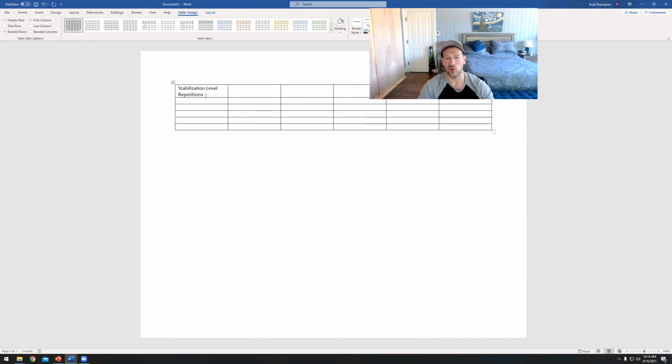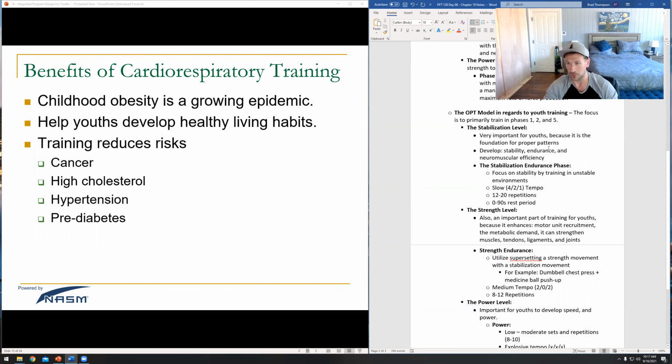So, the OPT model when it comes to youth. With youths, we're going to primarily focus on phases 1, 2, and 5. It doesn't really make any sense to work on hypertrophy, because they don't really have a good capacity for muscular growth. Doesn't really make any sense to work on max strength for the same reasons. They don't have testosterone yet, right? So instead, we focus on phases 1, 2, and 5. Stabilization level is very important for our youth clients. It's how they're going to develop their proper form.